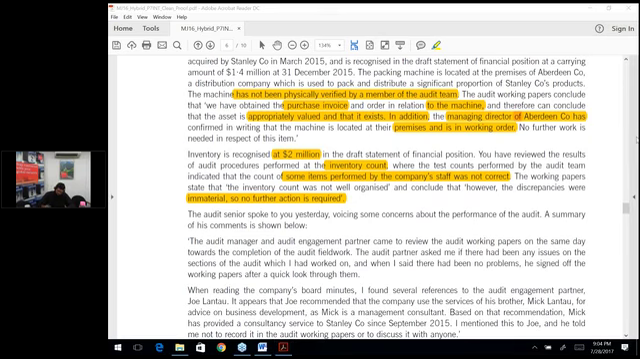It says, the audit senior spoke to you yesterday voicing some concerns about performance. The summary of his comments is shown below. The audit manager and audit engagement partner came to review the audit working papers on the same day towards completion of the audit fieldwork. Now, that's where the problem lies. Whenever the audit is performed in such a rush and such a hurry, that is a problem, because you can't perform the audit in such a rush.